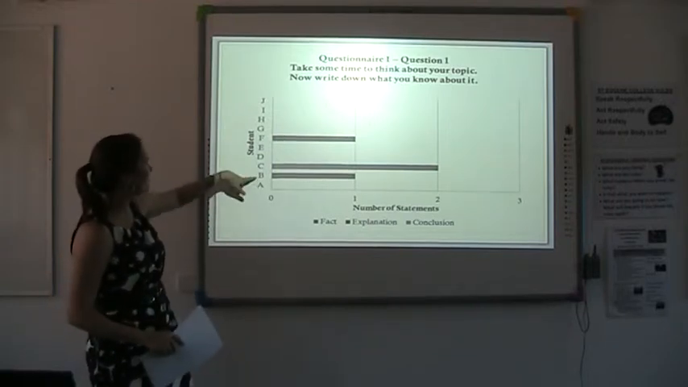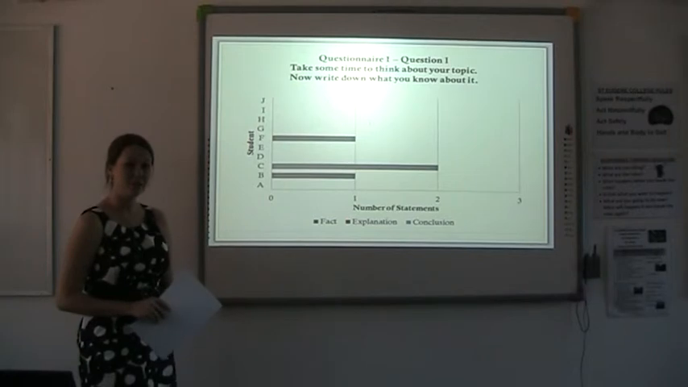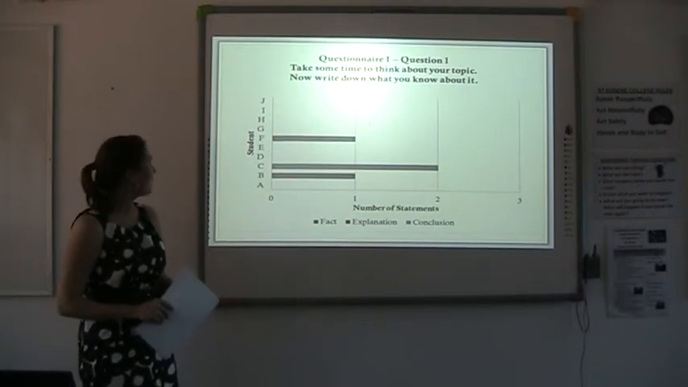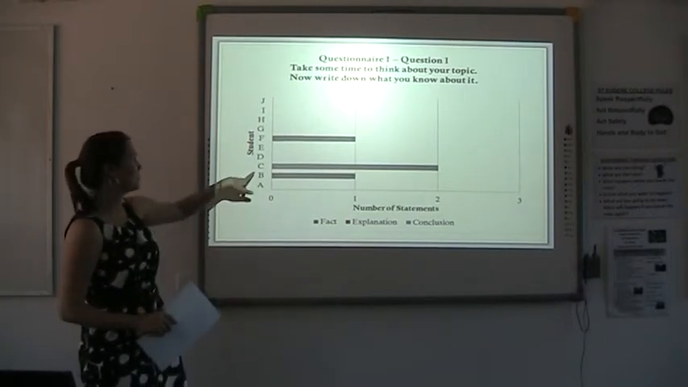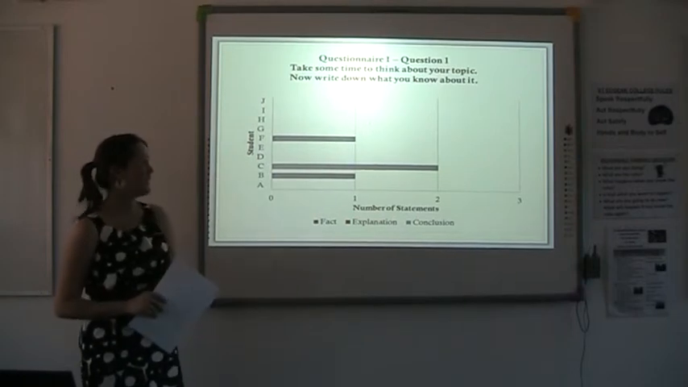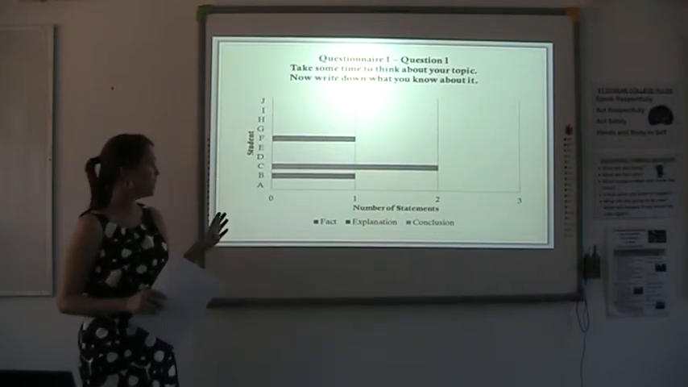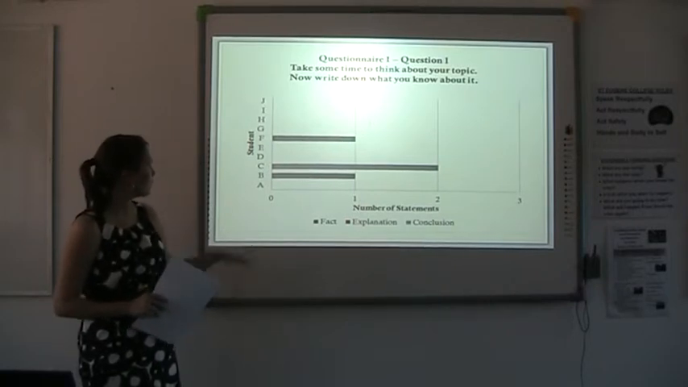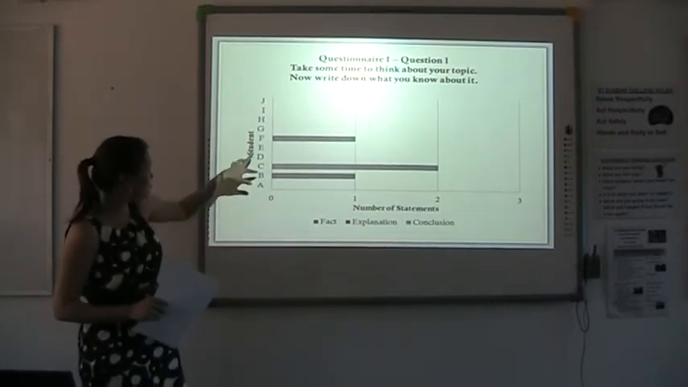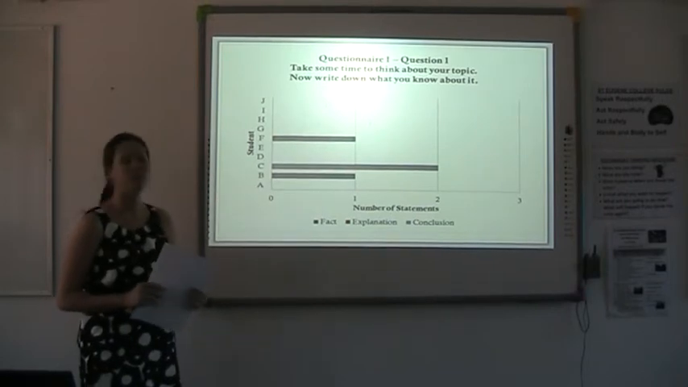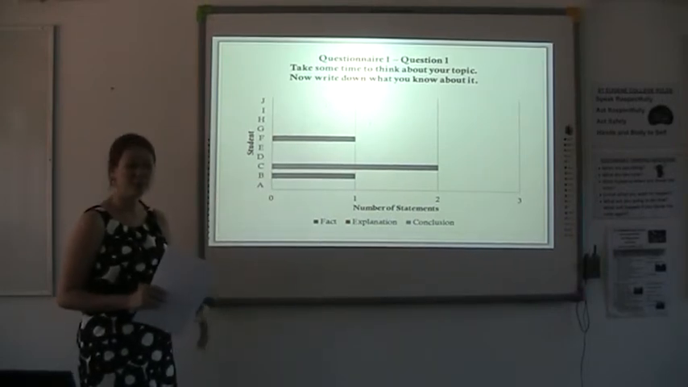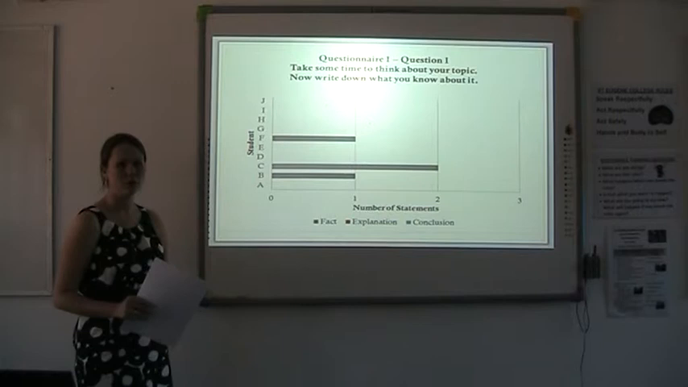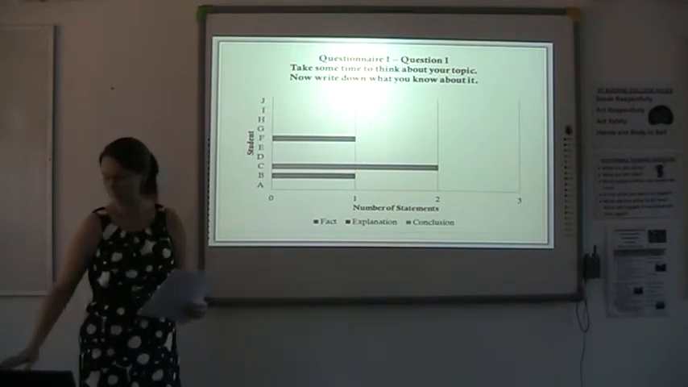As you can see, I've got the A to J, the 10 students that we were looking at. Of those 10 students, only 3 students, B, C and F, were actually able to write down a fact that they knew about World War I. Two students wrote down one fact, and one student was able to recall 2 facts. So you can see they're starting with quite low content knowledge before we started the task.